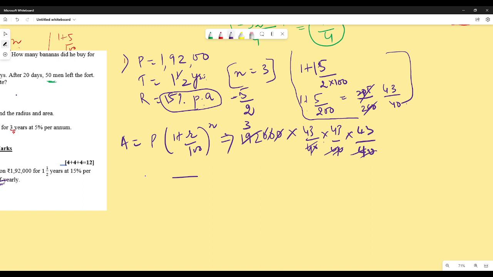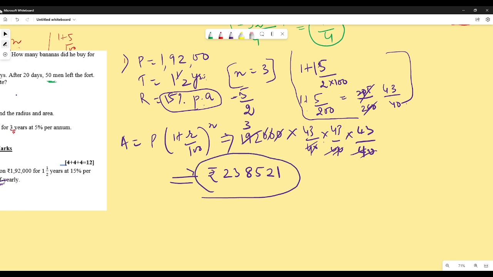And when you calculate it, you will find that it comes to rupees 2, 3, sorry, I'm saying 3 and I'm writing 8. So it comes to 2, 3, 8, 5, 2, 1. That should be your answer for this question.